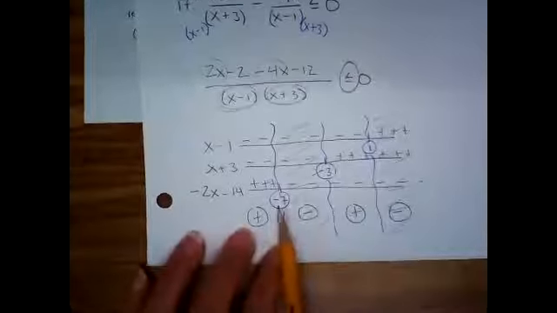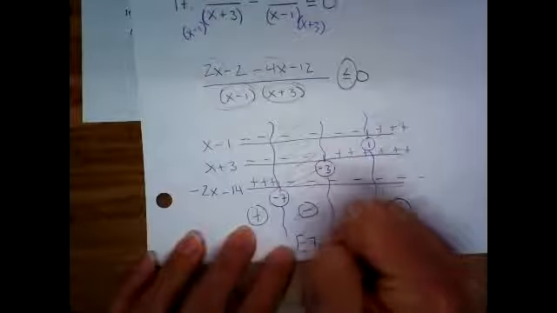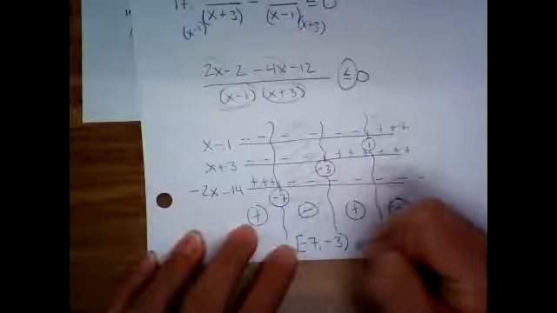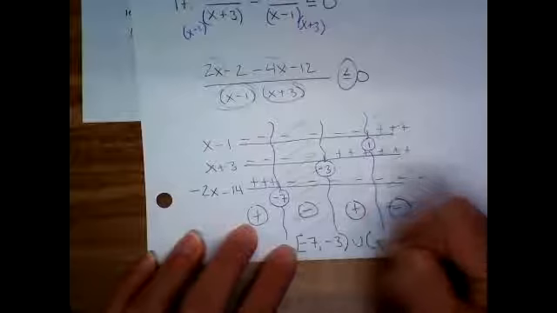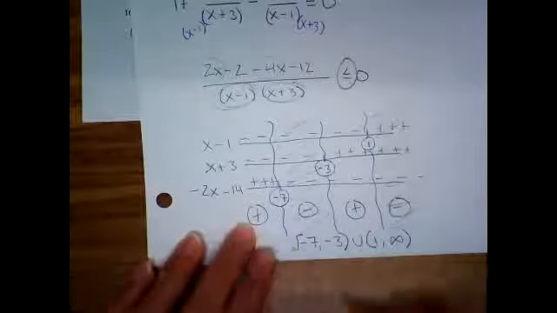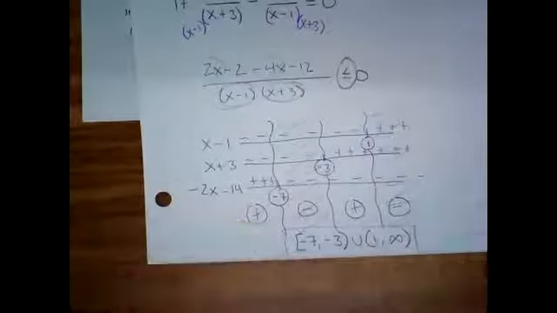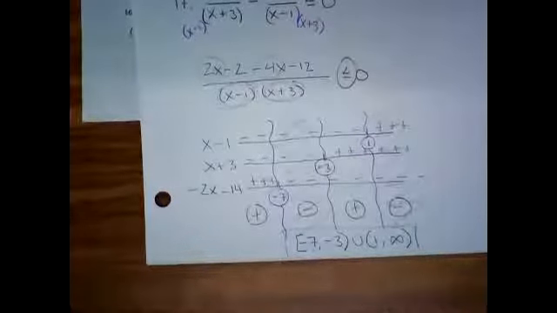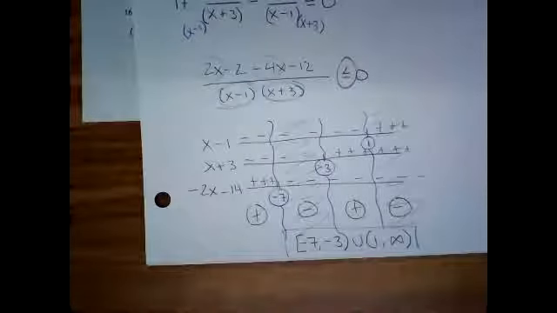All right, so when you write your answer, it'll be bracket on the -7 to -3 with a parenthesis, and then parentheses 1 to infinity. So I know the problem has an equal to, so it means brackets, but the only number you can bracket is the -7 because the others are your troublemaker values.